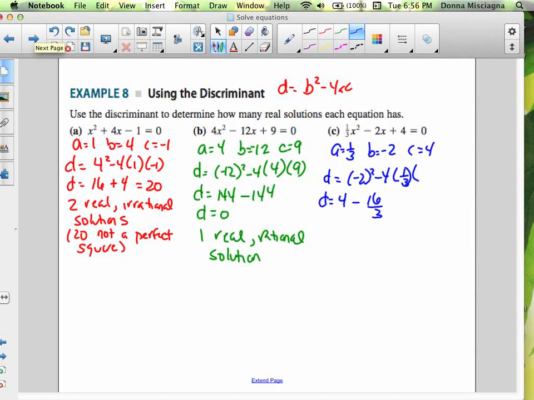To combine, we need a common denominator, and we need to change the 4 so it's got a denominator of 3. If we multiply the denominator by 3, we need to multiply the numerator by 3. So 12/3 is equal to 4. So we have 12/3 minus 16/3, that's negative 4/3. So here we're negative, so we have two complex solutions.